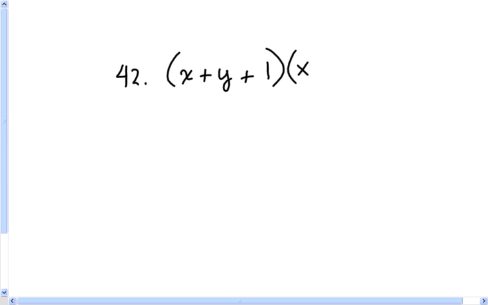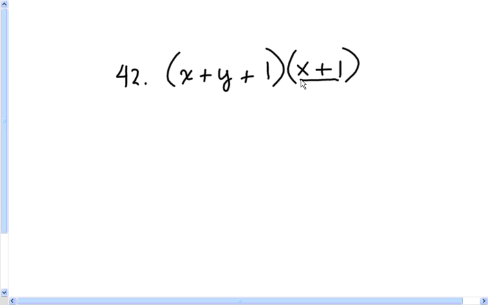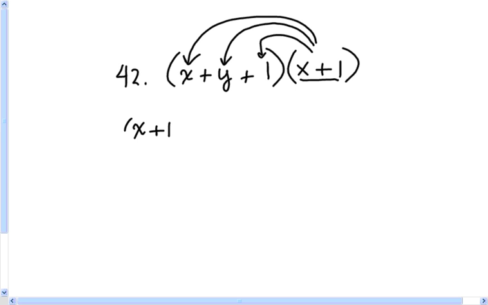So what I'm thinking here is, we're using the distributive property. And I'm going to use this as the thing I multiply by each of the terms in the trinomial. So I'm going to take x plus 1 times x, plus x plus 1 times y, and x plus 1 times 1. And that's going to look like this. x plus 1 times x, plus x plus 1 times y, and I can do x plus 1 times 1.